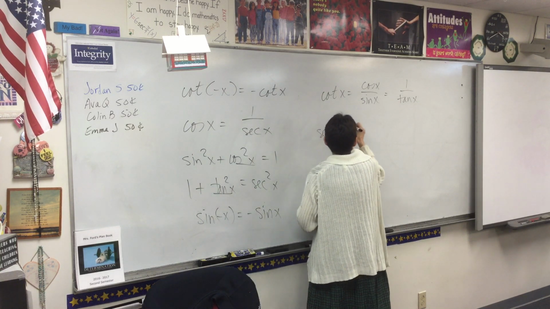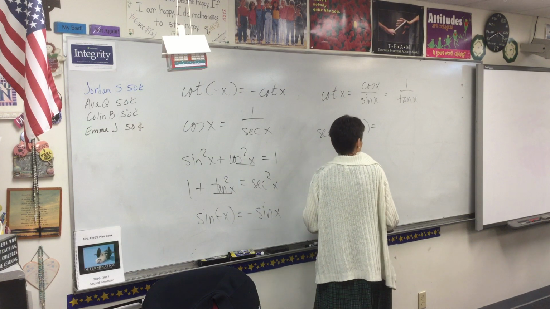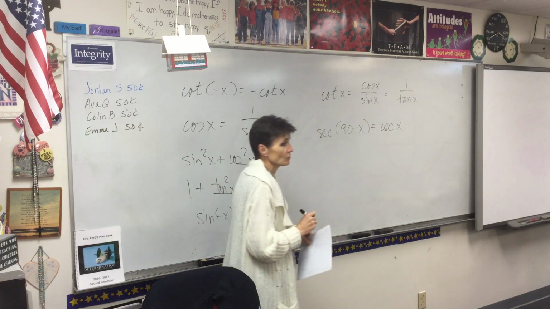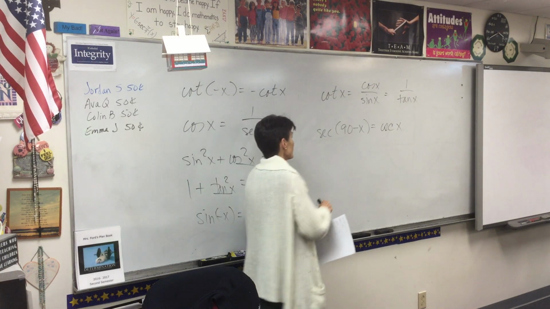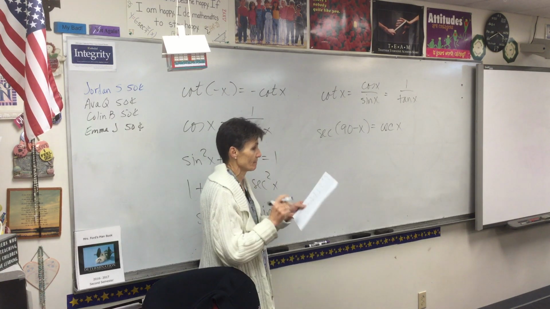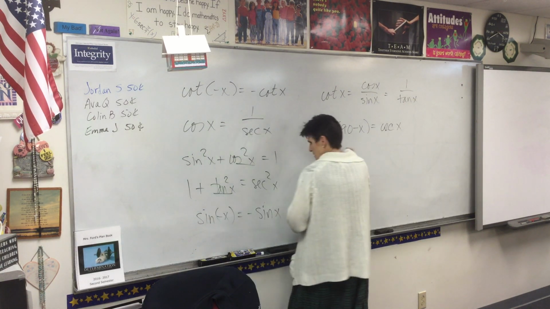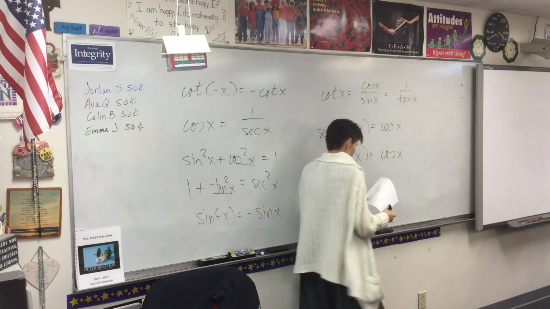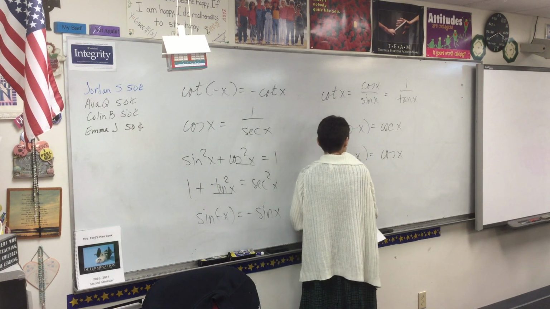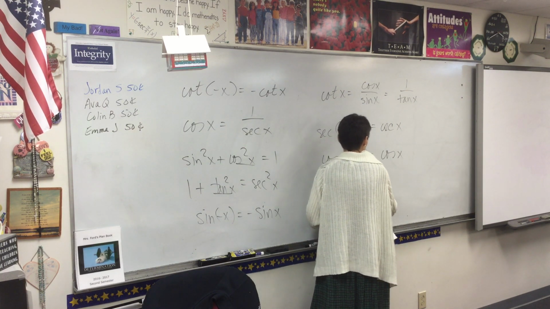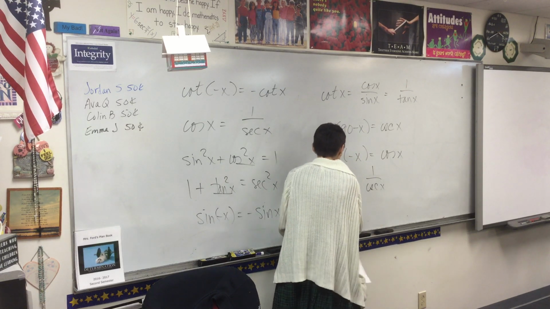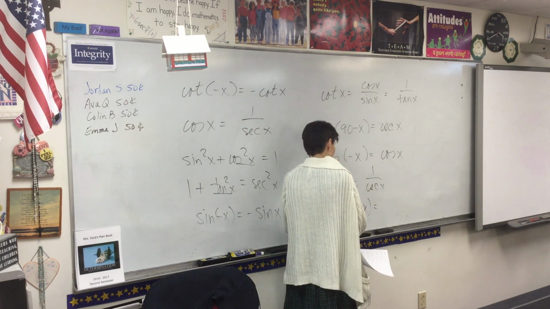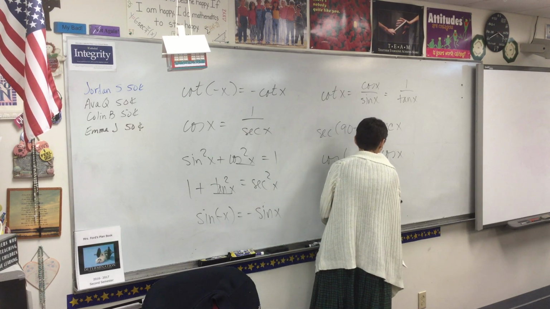Secant of 90 minus x. Cosecant. Because 90 is your clue, it's a cofunction, and the cofunction for secant is cosecant. Cosine negative x. Didn't I just do this? Cosine negative x is cosine x. Sine is the reciprocal of cosecant. And the cofunction for cotangent is tangent.